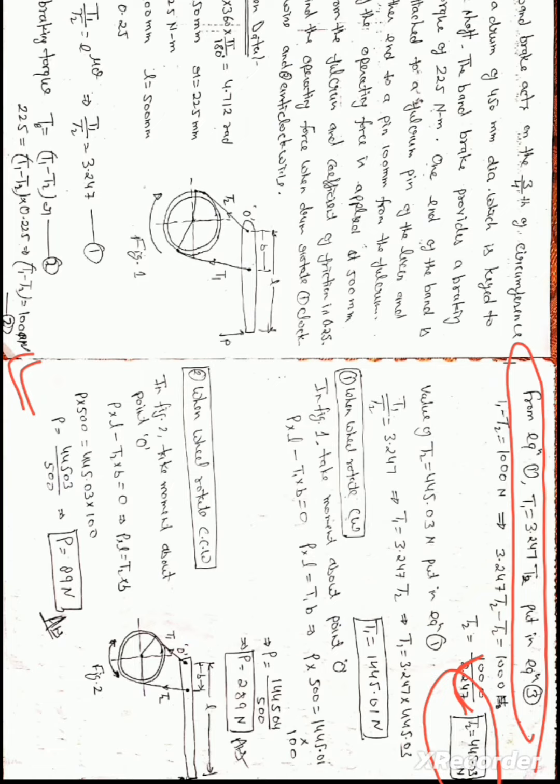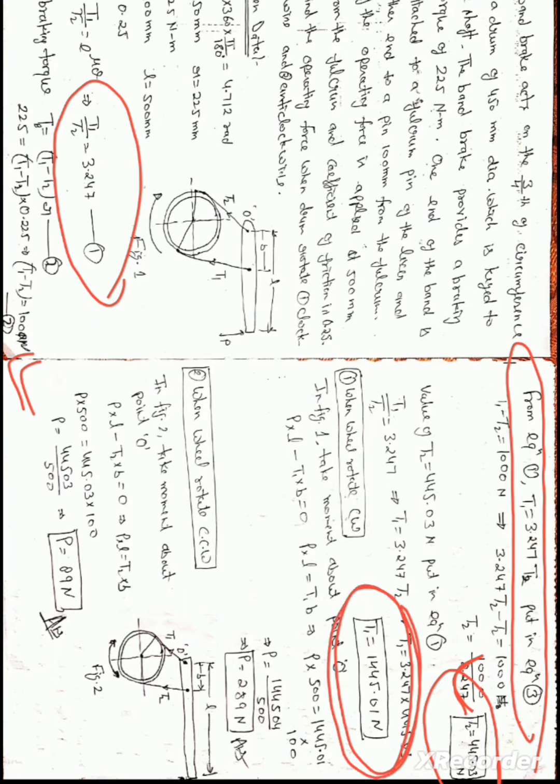Now the value of T2, again putting in equation number 1, we got the value of T1 as 1445.01 Newton. So by using the limiting ratio equation and the braking torque equation, we got the values of T1 and T2. T1 is 1445.01 Newton and T2 is 445.03 Newton.